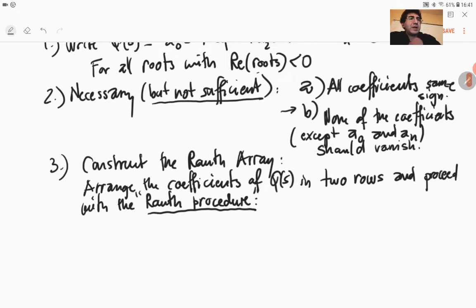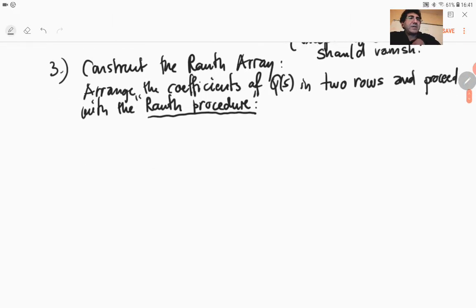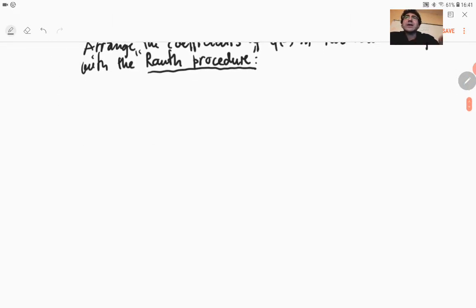So we will construct the Routh array, and let me show you how we can do that. We will start with s to the power n, s to the power n minus 1, s to the power n minus 2, s to the power n minus 3, up to s1 and s0. This is known as the indicator column.